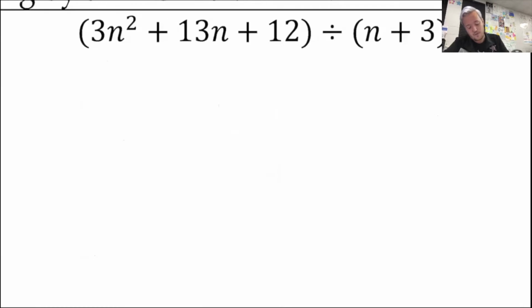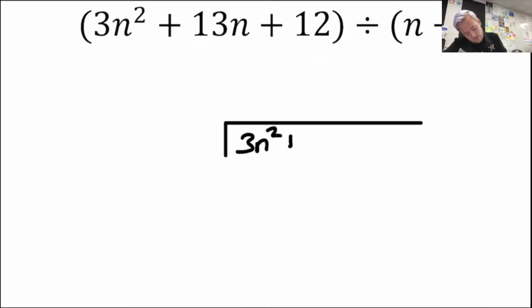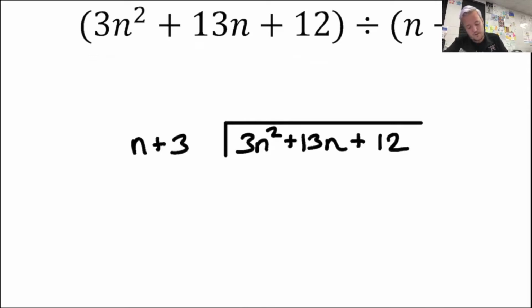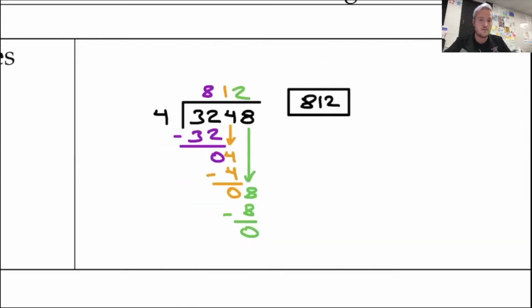Remember, the first polynomial is going to go on the inside. So I'm going to focus on the setup first. 3n squared plus 13n plus 12 is going to be divided by n plus 3. I'm going to do each step in a different color, similar to how I did this up here. Anytime I change colors, it signifies a new set of steps.